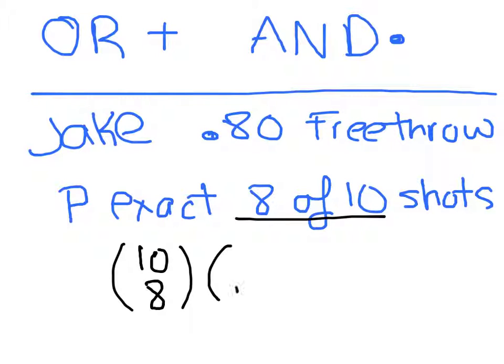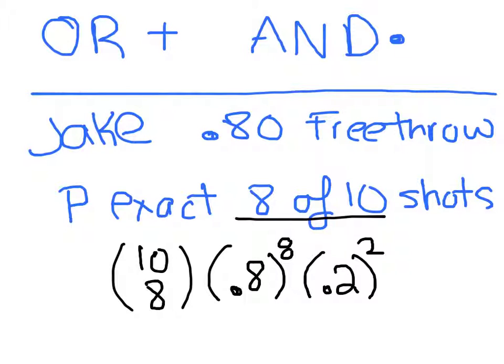And he makes 80% of the shots, and he makes 8 of them. And he misses 20% of the shots, and in this scenario, he only misses 2 of them. And you need to be able to work this out on your calculator. The binomial questions like this are on the calculator portion of the test.